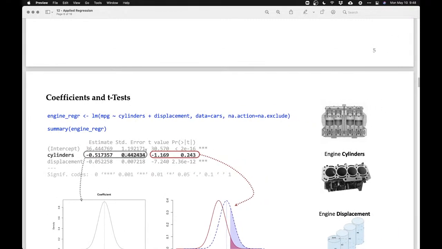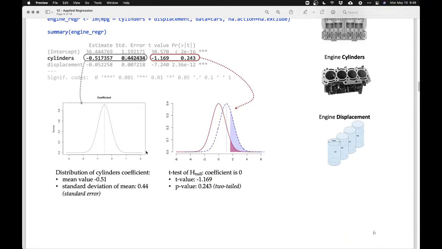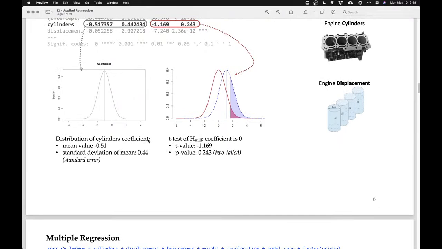All right, let's move on. I'll come back to this later, but I just want to let you know that the coefficients we get are just estimates. They have a distribution which has a standard error. We can do t-statistics on it. Moving on before I lose everybody.